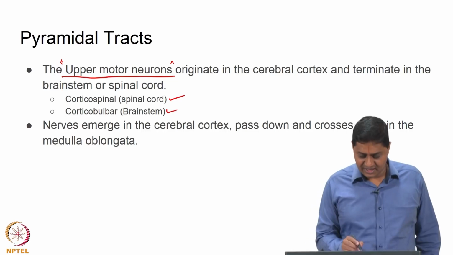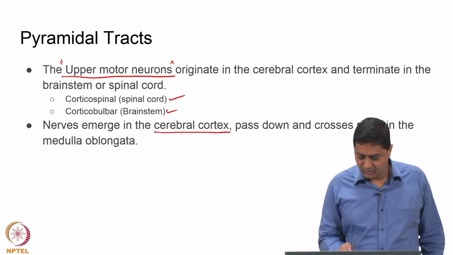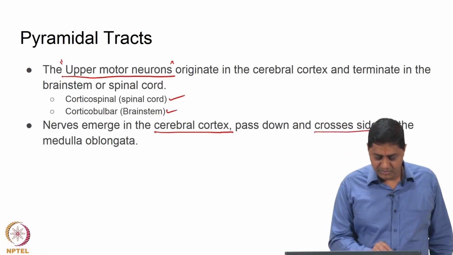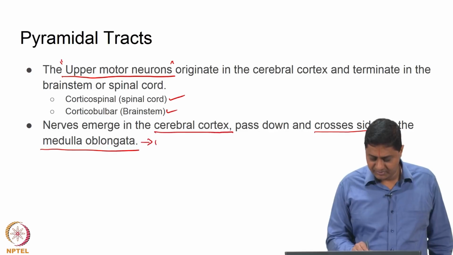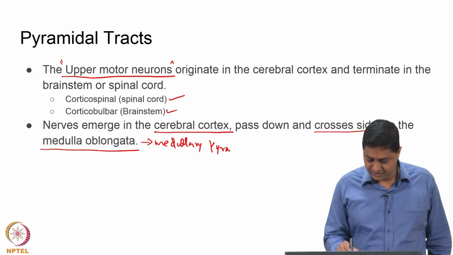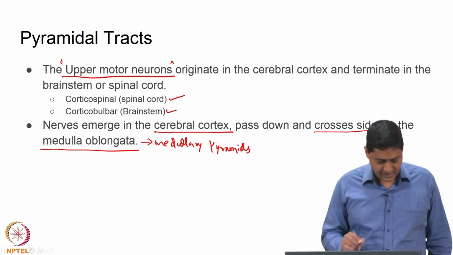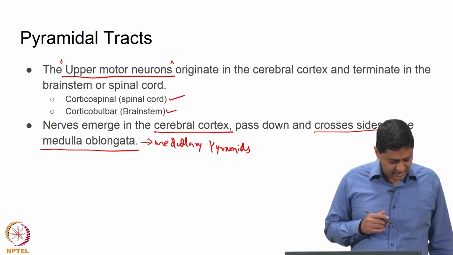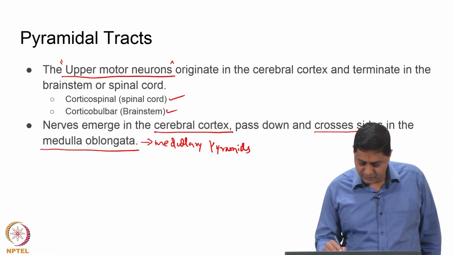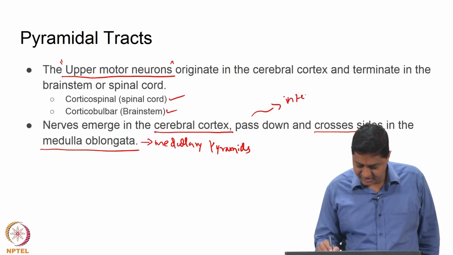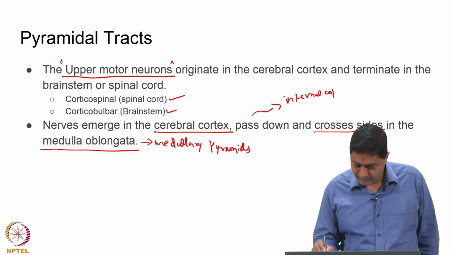And they start at the cerebral cortex, pass down and cross sides at the medulla, at the zone called the medullary pyramids. But how do they pass down? That we need to see. They start at the cortex, so their cell bodies are in the cortex in area 5, and they pass down via the internal capsule, more specifically the posterior limb of the internal capsule.